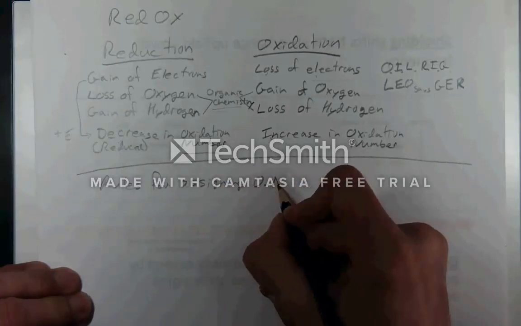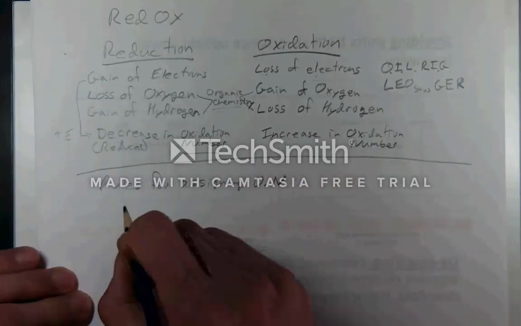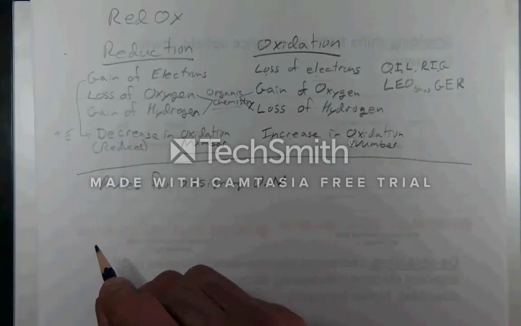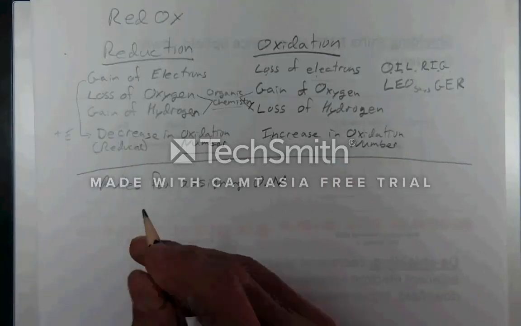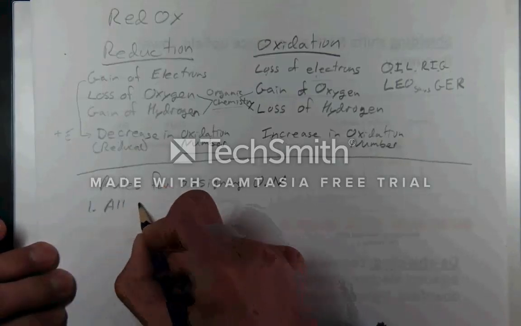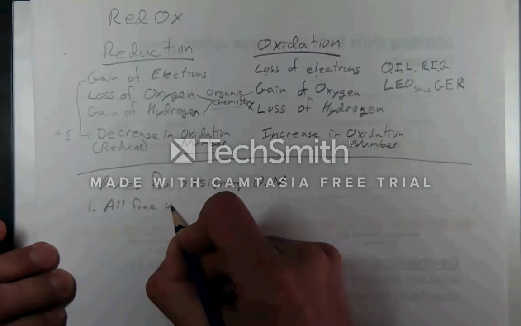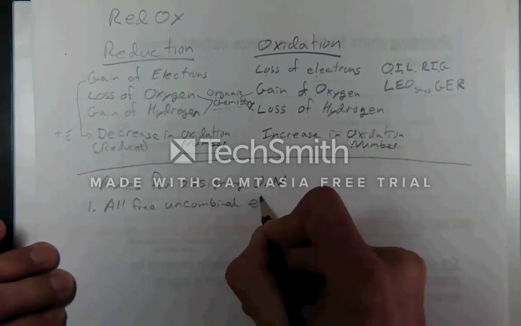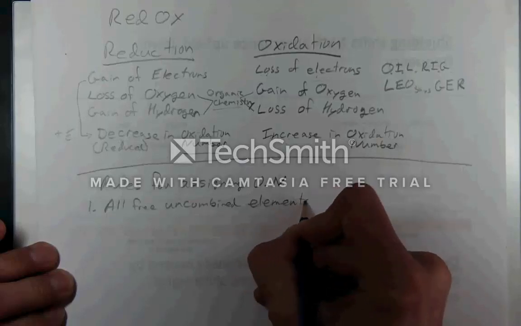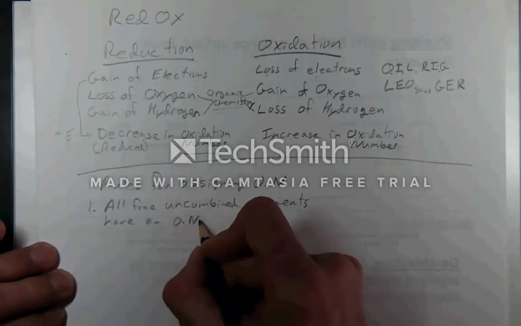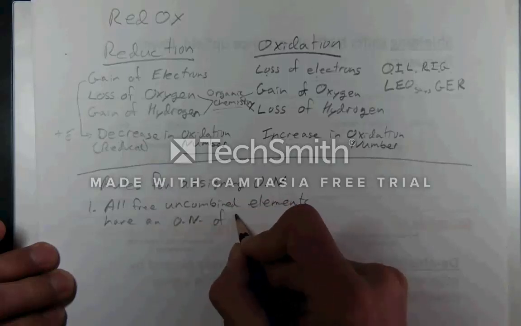I'm going to abbreviate oxidation numbers ON. Alright, so rules for assigning oxidation numbers. You don't need to know all these rules, but there's a couple that really make it helpful. The first one is all free, uncombined elements have an oxidation number of 0.